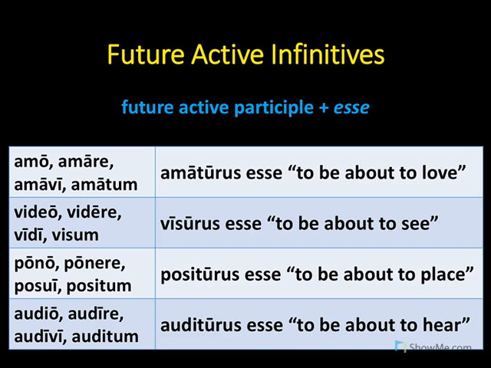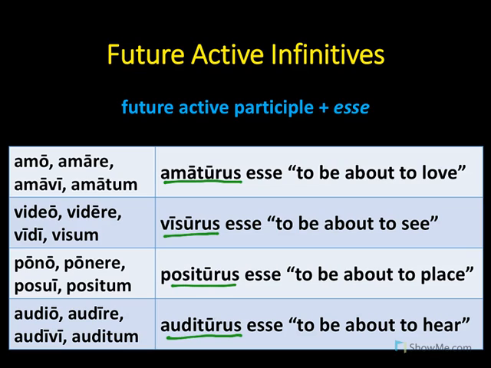Now, remember that these forms, amaturus, visurus, positurus, and auditurus, are all participles. We've used the masculine singular nominative here. But keep in mind that we could also change this to the feminine, amatura, visura, positura, auditura, or the neuter, amaturum, visurum, positurum, auditurum.